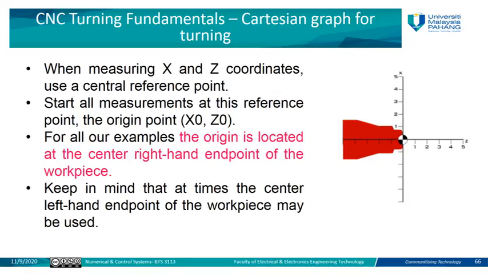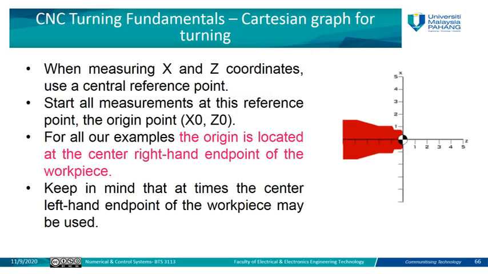Welcome everybody. In this video we are going to continue our lecture on chapter 2. Last lecture we talked about the incremental and absolute coordinates, and we highlighted how we can define these coordinates for the CNC milling machines, which has three axes: X, Y and Z. Today we are going to talk about the CNC turning fundamentals and the Cartesian graph for the turning machines.